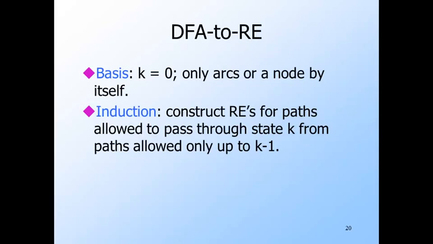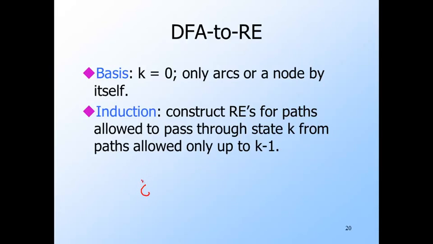The basis is k equals 0. Notice that a zero path can have no intermediate states at all. Thus, the set of zero paths from a state i to state j can only consist of a single arc, plus, in the special case that i equals j, no arcs at all. We can construct a regular expression for this language: connect with pluses each of the labels, and in addition, if i equals j, then add an epsilon.